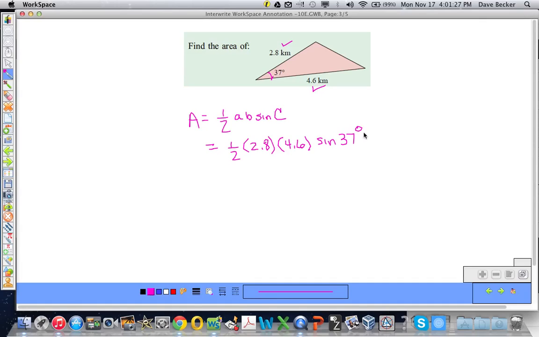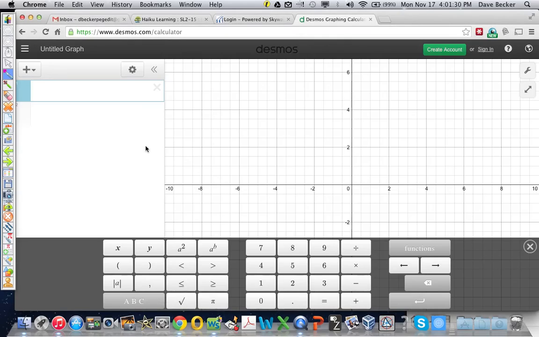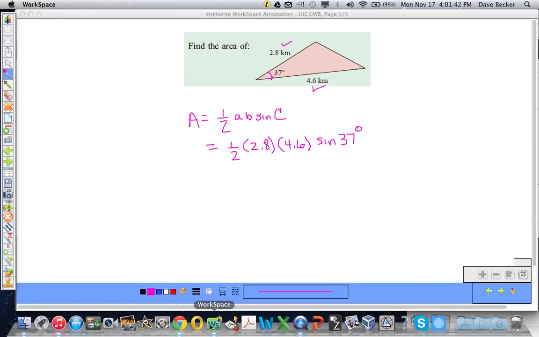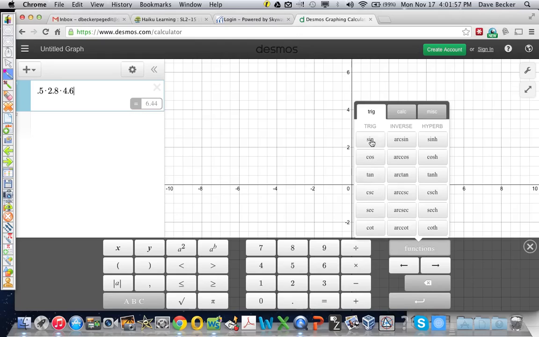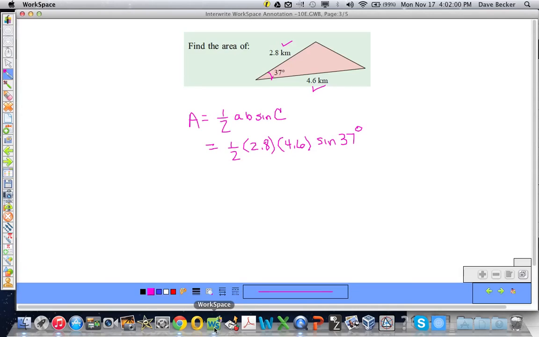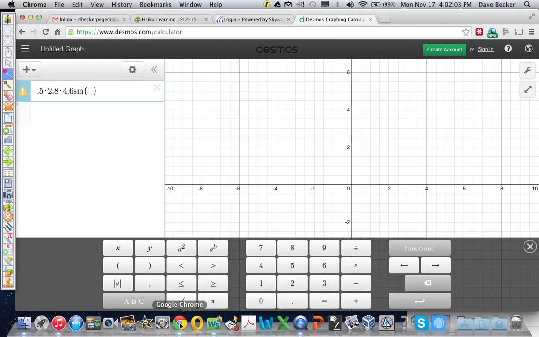So I'm just going to go to Desmos here and put in 1/2 or 0.5 times 2.8 times 4.6 times the sine, and I forget the angle measure. Let's go back. It's 37. So type in 37. And I'm good, but it's negative. Well, I haven't changed to degrees yet.